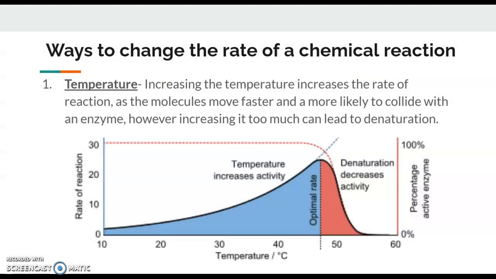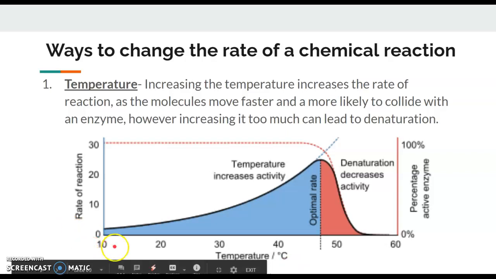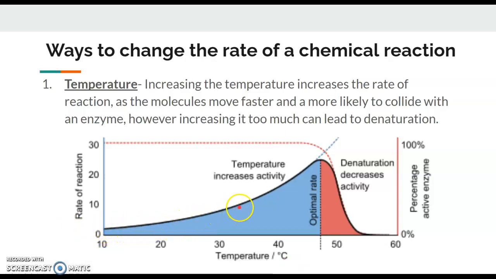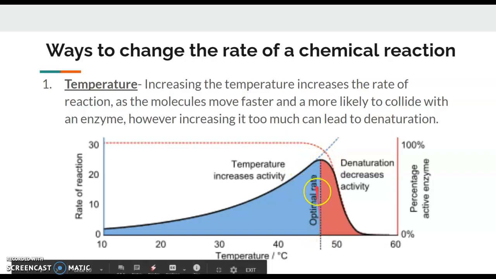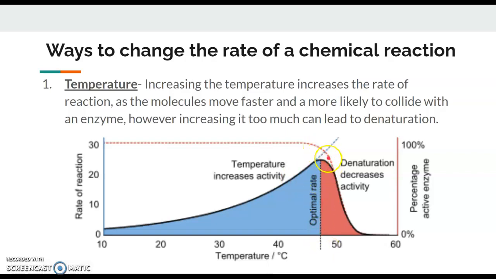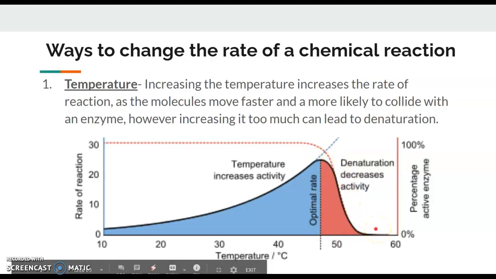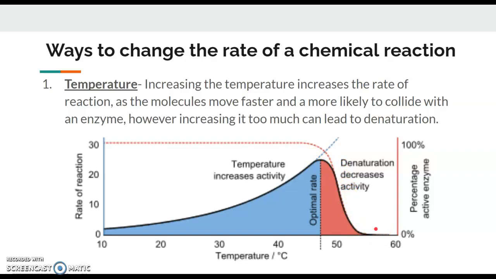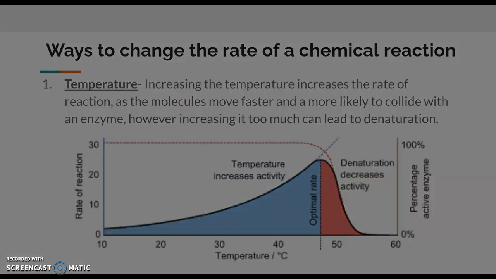There are several ways to change the rate of a chemical reaction. The temperature is one. So temperature is a funky little thing. Increasing the temperature does help to increase the rate of reaction up to a certain point. Enzymes have what they call an optimal rate, right? And so if you pass this, the reaction is not going to increase anymore, but it's going to decrease because you run into the idea of denaturing the enzyme.